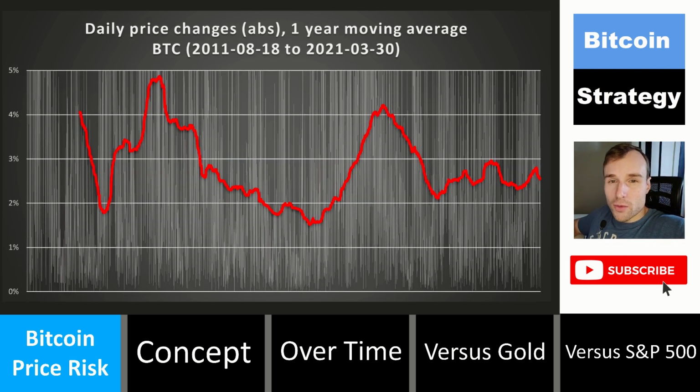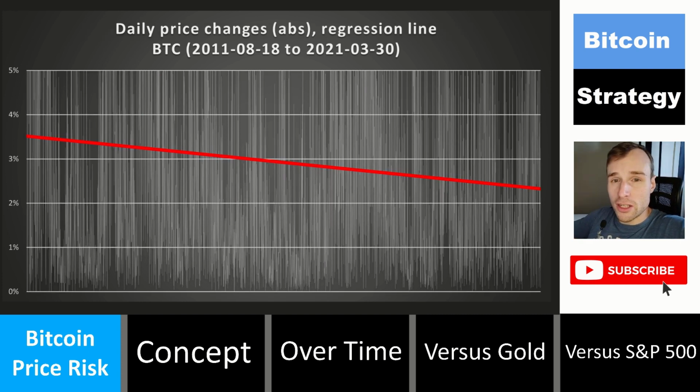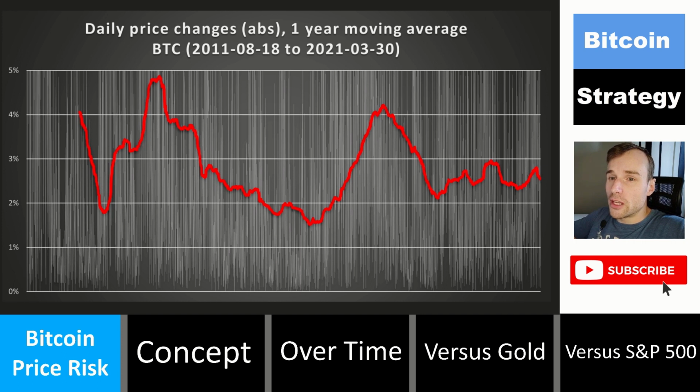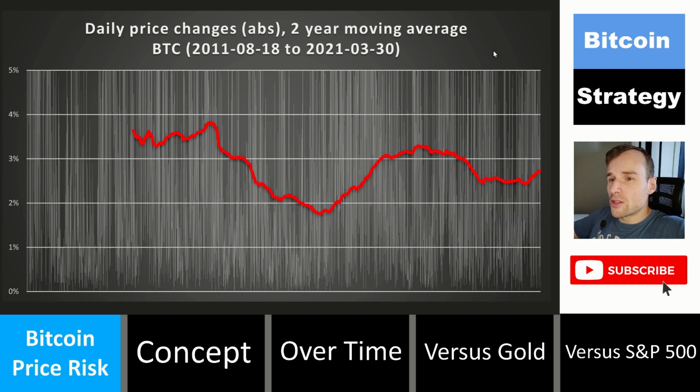And this is the 1 year moving average. So just as a comparison, this was the regression line. This is the 1 year moving average. And we can still see, even if we do quite a lot of averaging, the trend is not very clear. It goes from 4% to 2 to over 4%. So we probably have to do a bit more averaging. So I go from 1 year now to the 2 year. So that looks already a bit smoother.